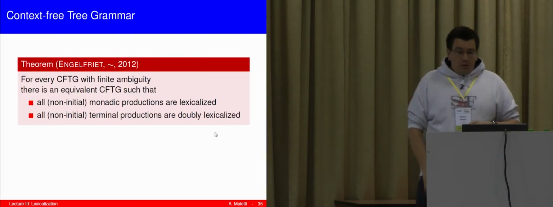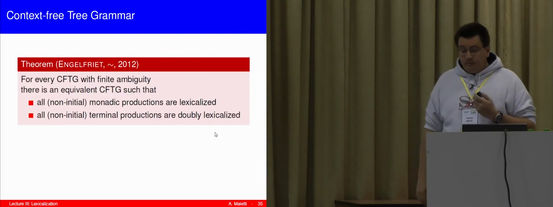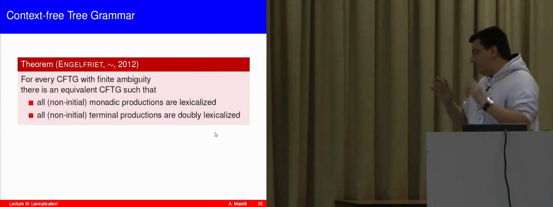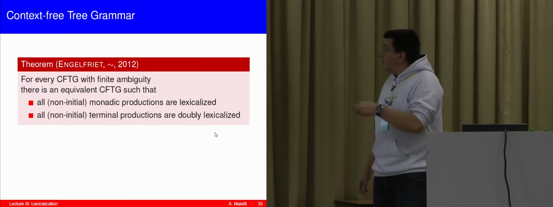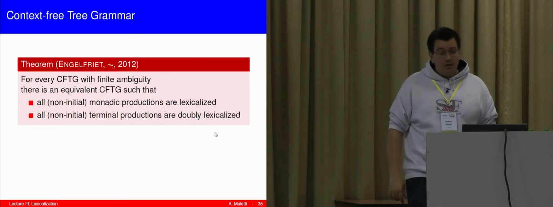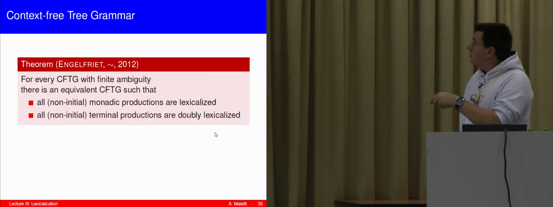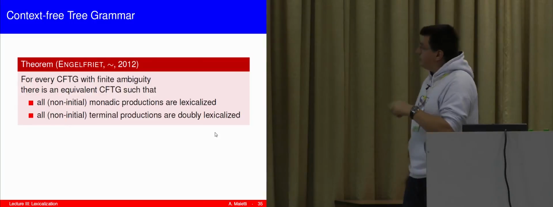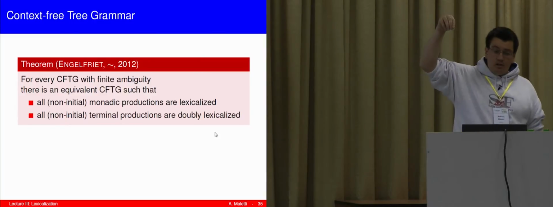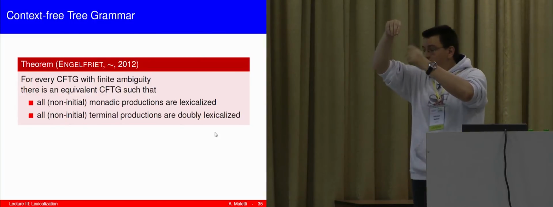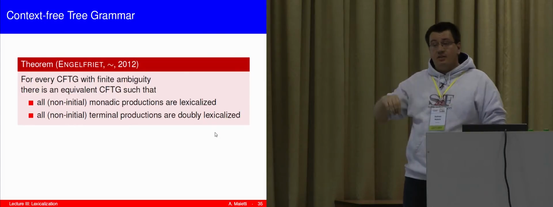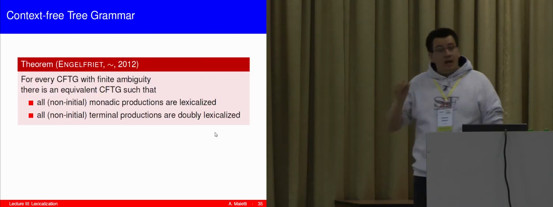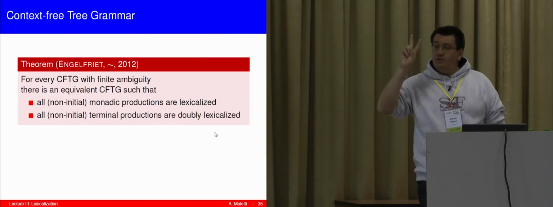Okay, and then in 2012, we were able to prove that for every context-free tree grammar with finite ambiguity, otherwise you're shot, right? You cannot lexicalize. There exists an equivalent context-free tree grammar such that all the non-initial, so the initial ones are really boring, monadic productions are lexicalized. So if you have a production that can only produce 1 new non-terminal, then it's already lexicalized. It has a lexical item. And if it's a terminal production, then it even has 2, right? Then it even has 2 lexical items.